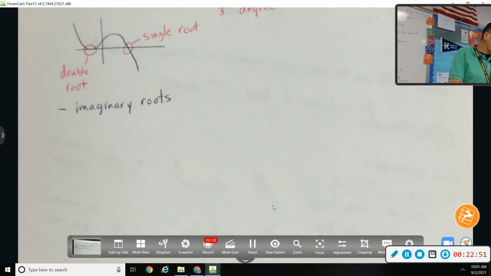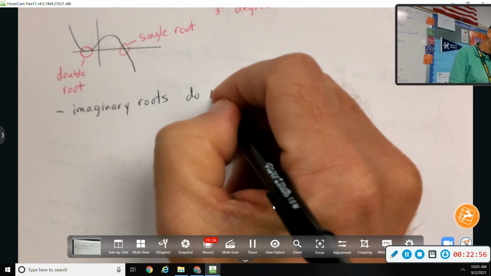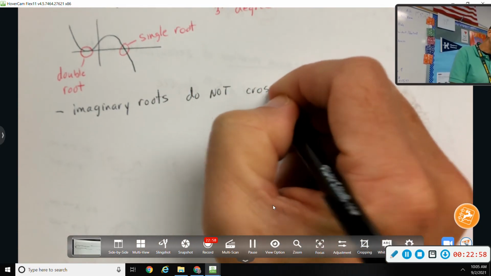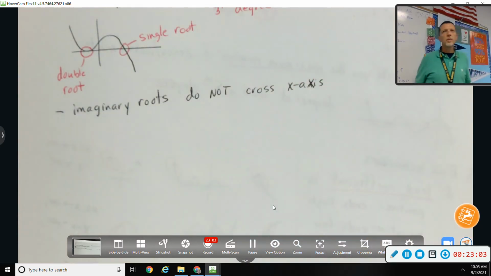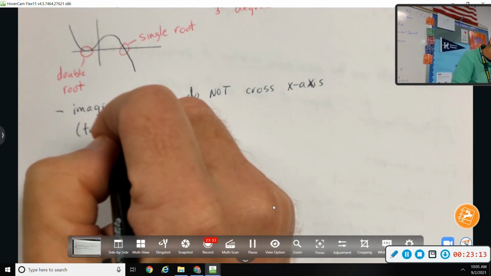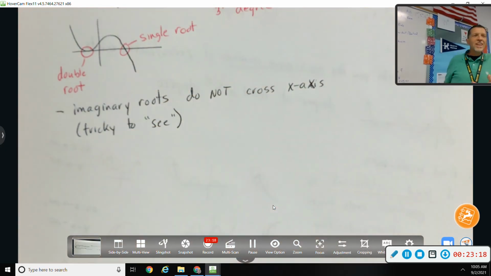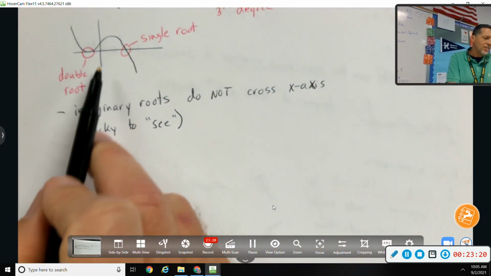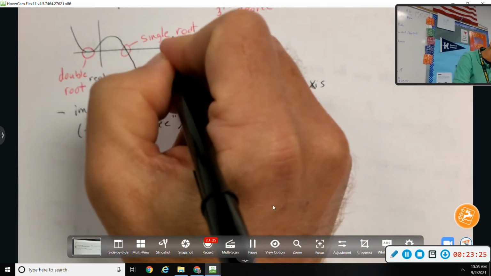Imaginary roots do not cross the x-axis. Because if they cross the x-axis, they'd be real roots and you could figure out what they are. So this kind of makes them tricky to see. Like it's easy to see the real roots. It's when it crosses the x-axis. In fact, we could have said that's a double real root, and that's a single real root.